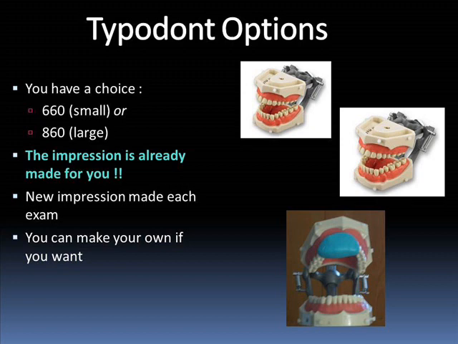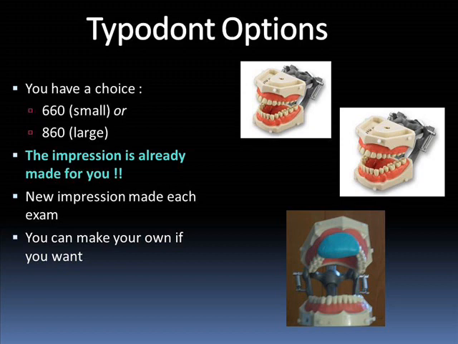The first thing is that you have a choice of 2 different size typodonts. You have a larger one and a smaller one, whichever you prefer. And we do encourage you, whatever you used in school or in our prep class, that you would ask for that when you check in with us at the exam. One of the things that we do for you is we already take the impression for you on the typodont. So as you can see in the picture below, an impression's already done, and it's done on the typodont that you will be using for the exam.